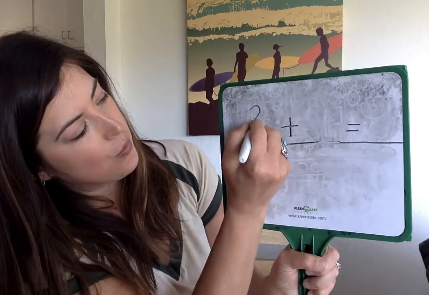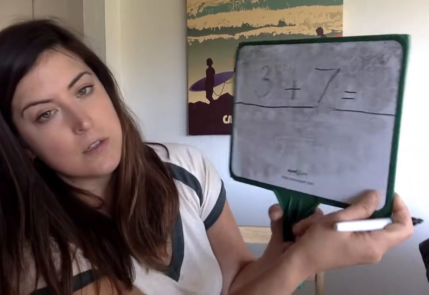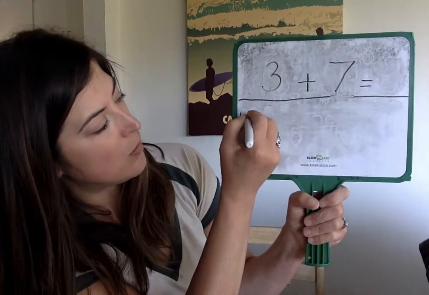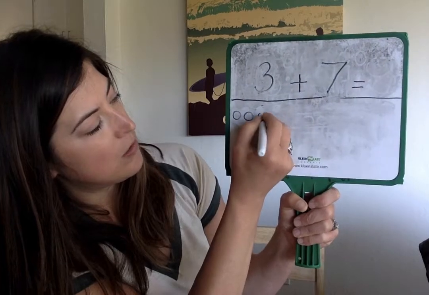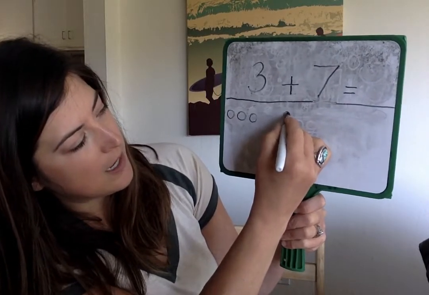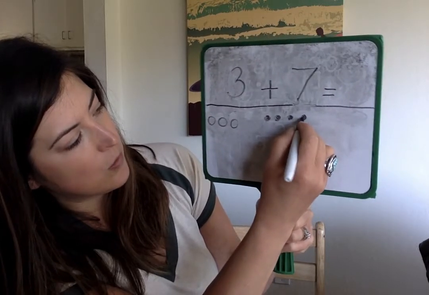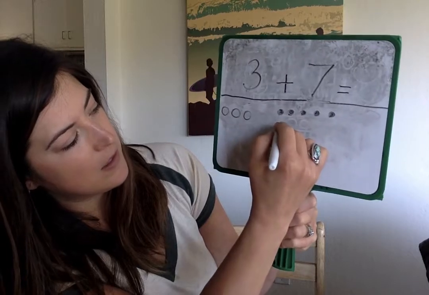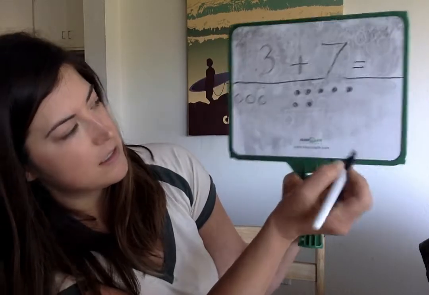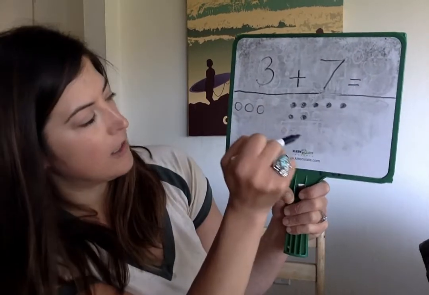will be 3 plus 7. Let's draw the picture. 1, 2, 3, and then I need 7 more. 1, 2, 3, 4, 5, 6, 7. Just wanted to double check. It's a lot to draw.